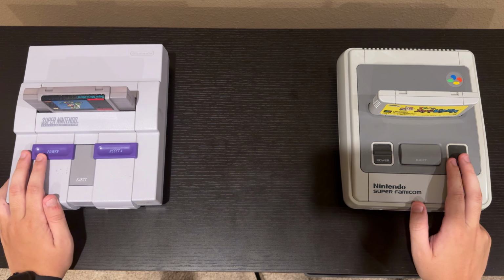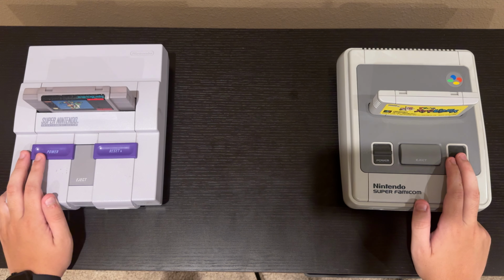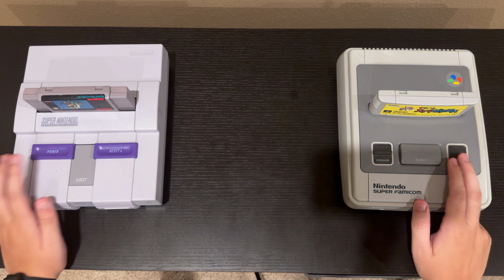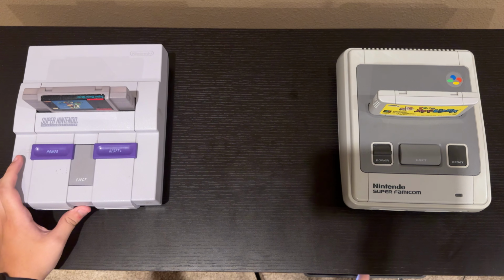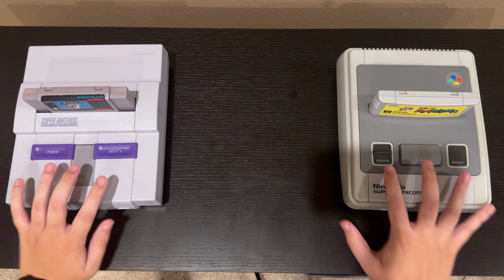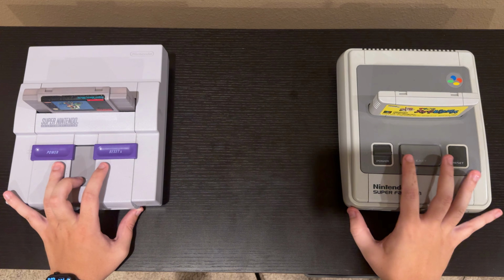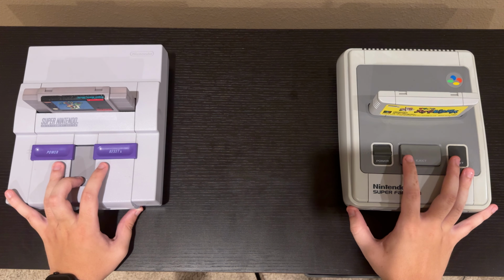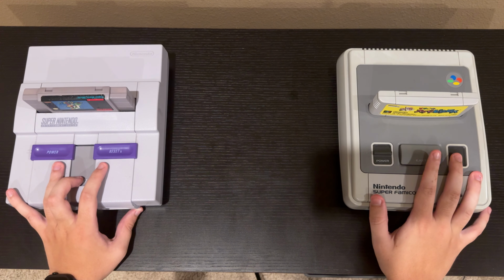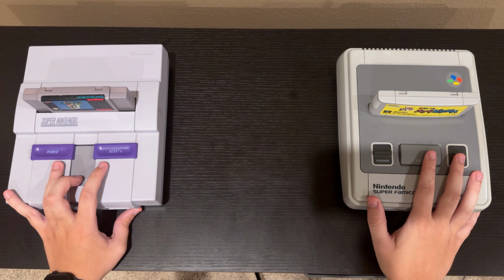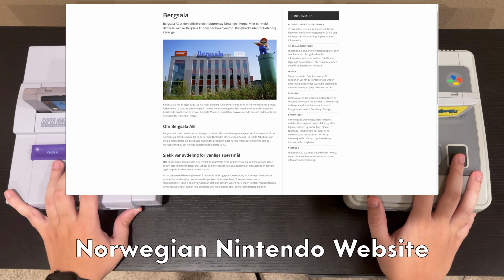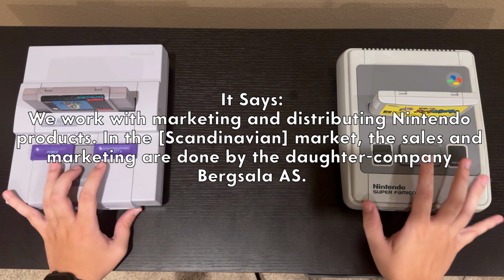But I don't know. It's still kind of weird to me because at this point they were probably the richest country of all of them. So I don't know. Whatever. But anyway, Bergsala is still doing distribution, and to this day, Bergsala is actually still the distributor for Nintendo in Northern Europe. So Denmark, Norway, Sweden, Finland, and Estonia, for that matter, are still under Bergsala.